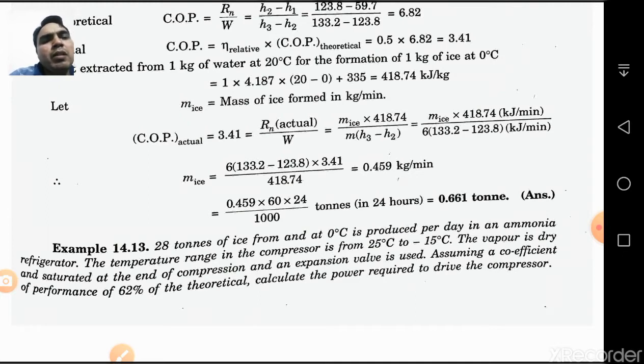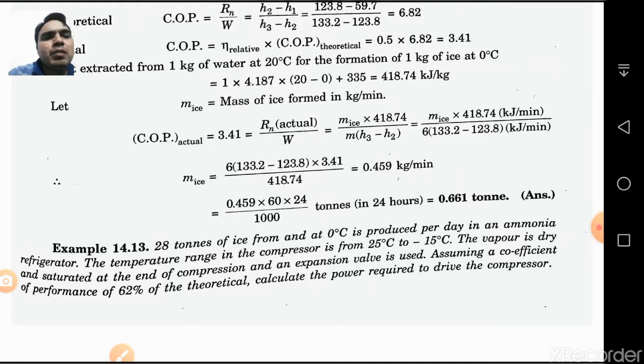So mass of ice into 4.18 into 74 is the amount of heat that is extracted from 20 degree Celsius water to convert into 0 degree Celsius ice. It is the amount of heat divided by m bracket h3 minus h2 bracket close. It is the compressor input. It is already calculated.